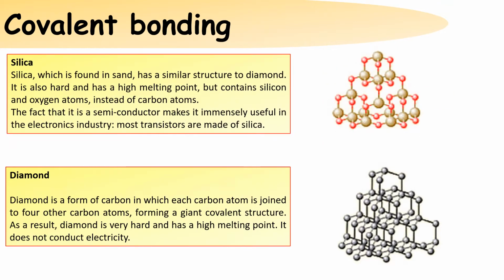Silica is found in sand and has a very similar structure to diamond. It is also hard and has a high melting point, but contains silicon and oxygen atoms instead of just carbon atoms. The fact that it is a semiconductor makes it useful in the electronics industry, as most transistors are made of silica.